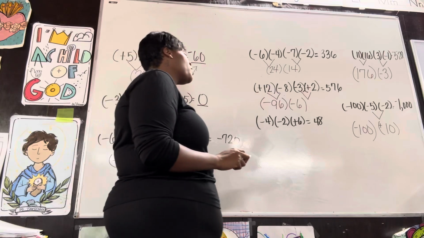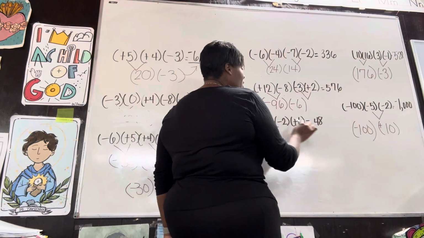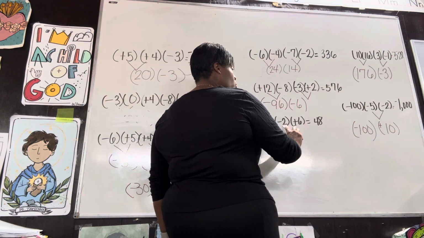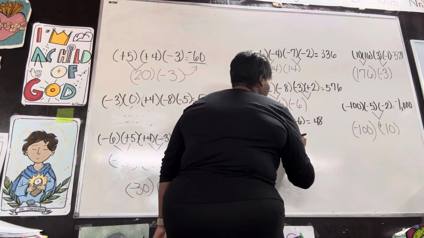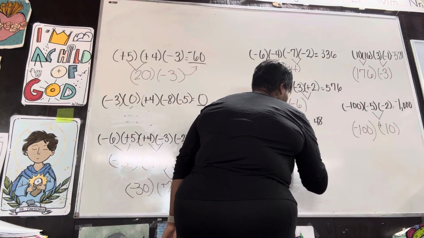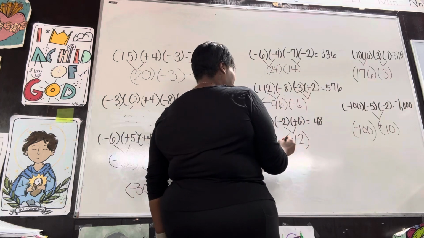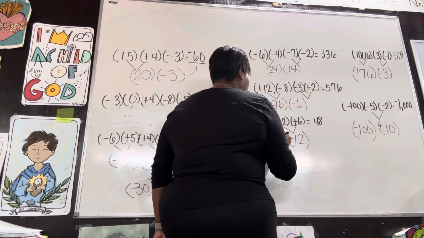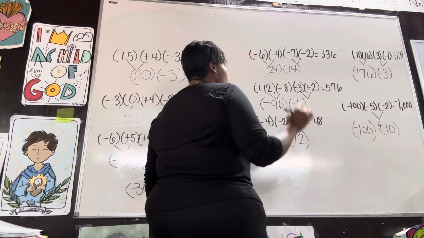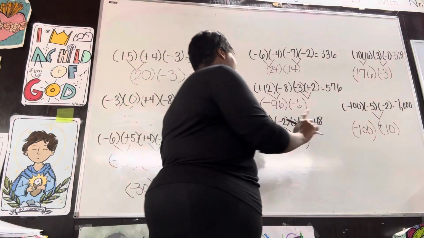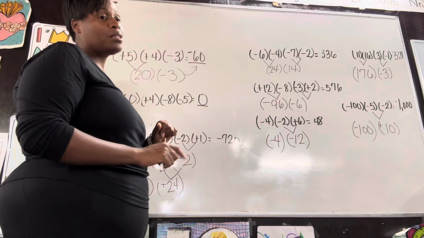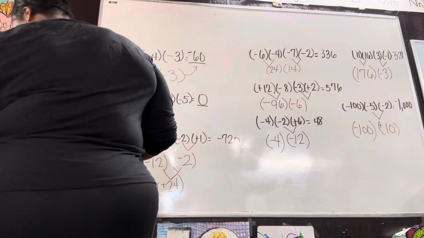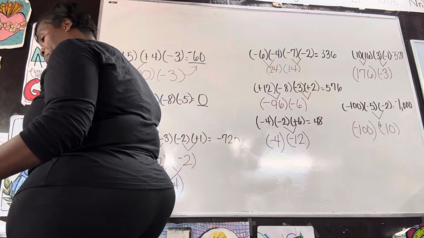Now we have a 1 with 3. Let's start back here, okay? Negative 2 times positive 6 is what? Negative 12. Keep your multiplication sign up, and we just bring down the negative 4 to multiply. What's negative 4 times negative 12? Positive 48. So that is that for that page 163.